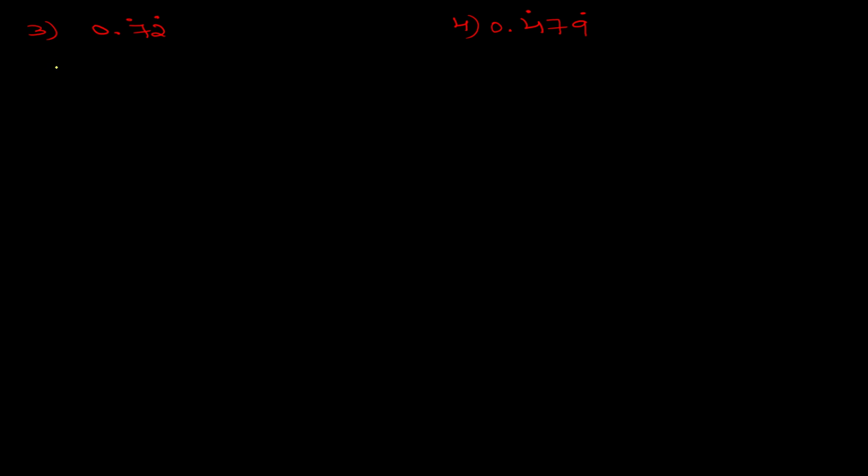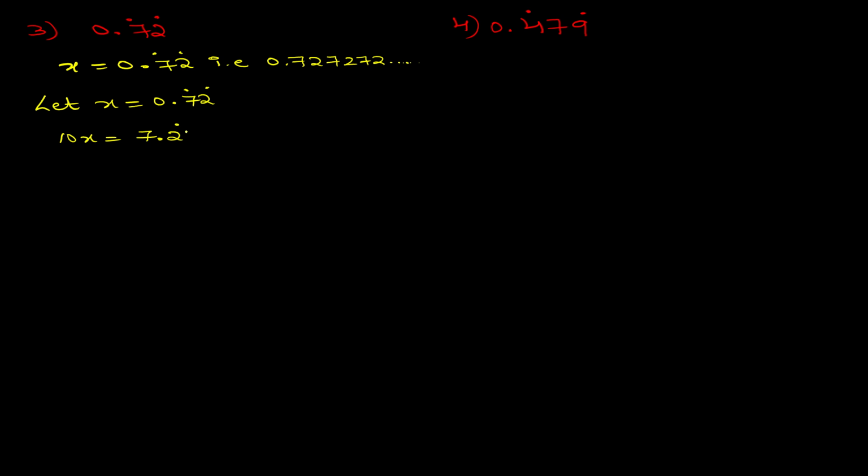So here I can write x as 0.7 dot 2 dot, that means 7 is also repeating, 2 is also repeating, that is 0.727272 and so on, right? Not 0.72222, it is 7 and 2 both repeating one after the other. So now let's start with, let x is equal to 0.7 dot 2 dot. If I multiply by 10, it becomes 7.2 dot 7 dot.